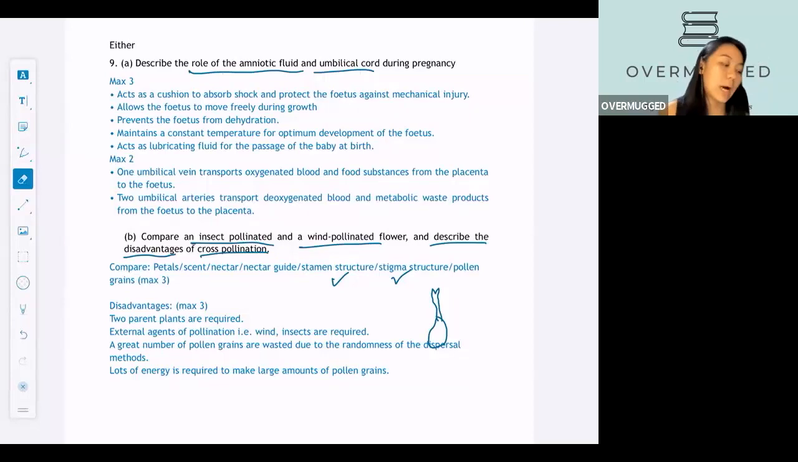Basically, for all these disadvantages, there are two parent plants required, right? Which means it will be a bit slower because you need to rely on the wind and insects to transfer your pollen to another flower. And then an external agent of pollination is required: wind, insect. Because of that, you have to produce a lot of pollen grains because it's a chance, like a 10%, 20% chance. So you need to produce more so that you can increase your chance of spreading your pollen grains and receiving pollen grains. A lot of energy will also be channeled to making this large amount of pollen grains. So these are some disadvantages. It's also all in the notes.